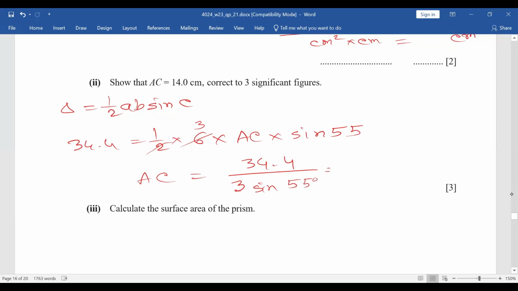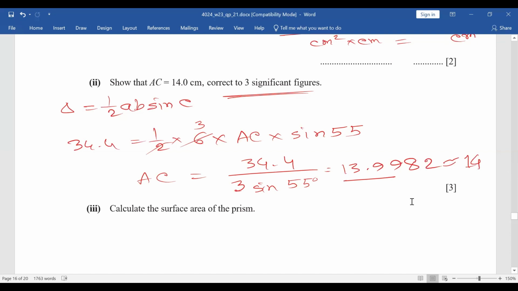Okay, using the calculator, 34.4 divided by 3 sine 55, we get 13.9982. So, correct to three significant figures: the third significant figure is 9 and the fourth significant figure is 9, so we have to add 1, and the value of AC will then be 14 centimeters, correct to three significant figures.